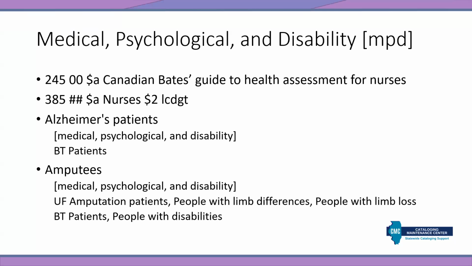And then the second example, we have Alzheimer's patients with medical, psychological, and disability in brackets for the category. And then the broader term for Alzheimer's patients is just patients. And then that final example, we have amputees with medical, psychological, and disability in brackets indicating the category. And this can be used for amputation patients, people with limb differences, or people with limb loss, and broader term is patients or people with disabilities.